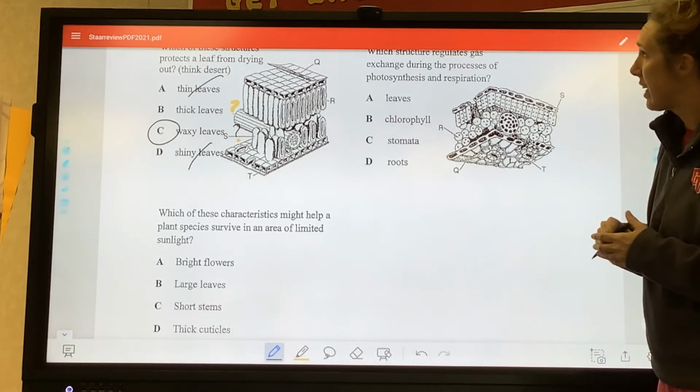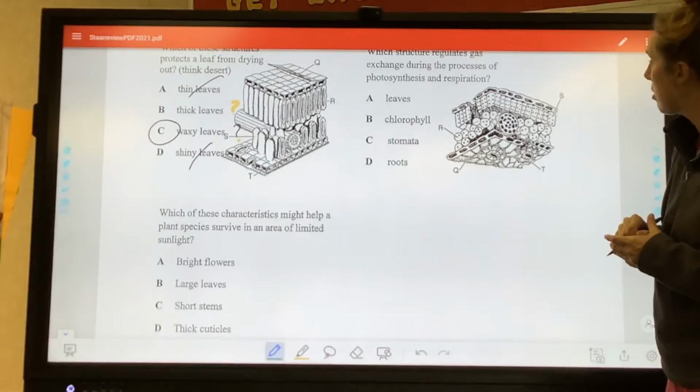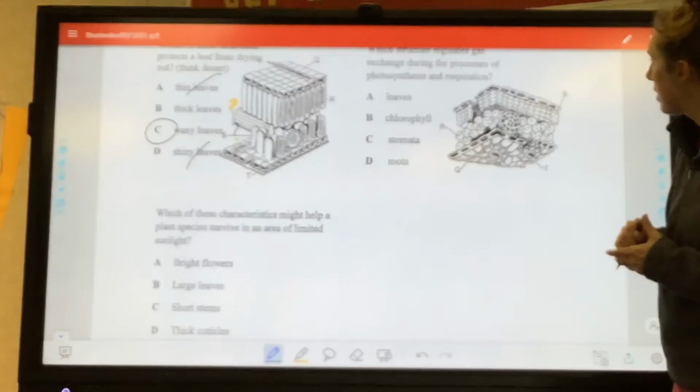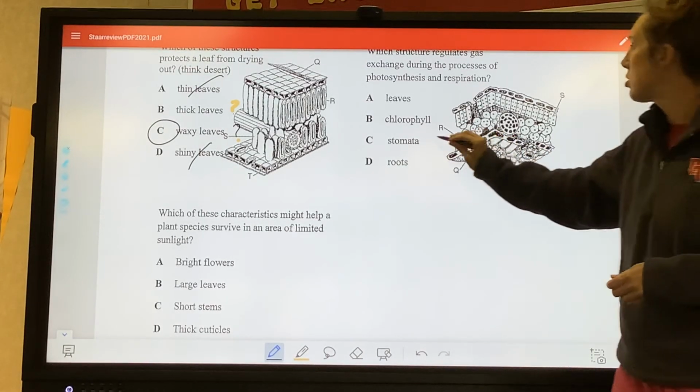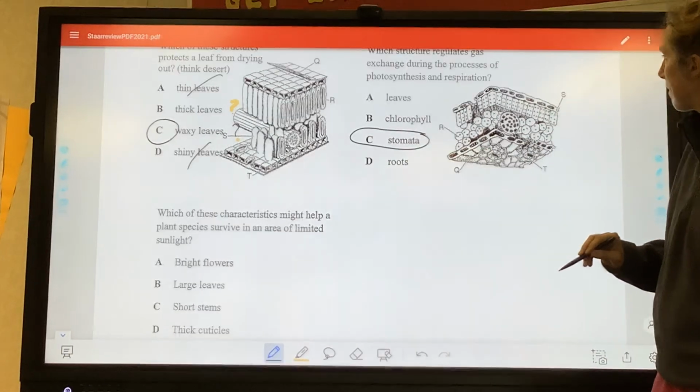Which structure regulates gas exchange? Those are the stomata holes, and the thing that looks like a stomata hole the most is the stomata, C, okay?